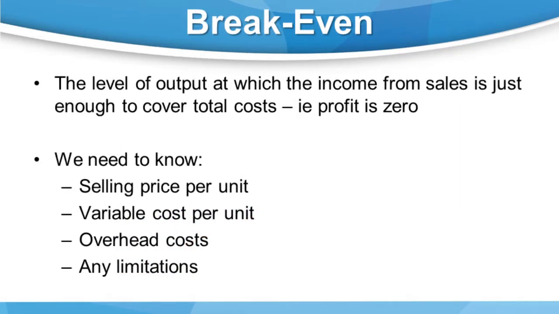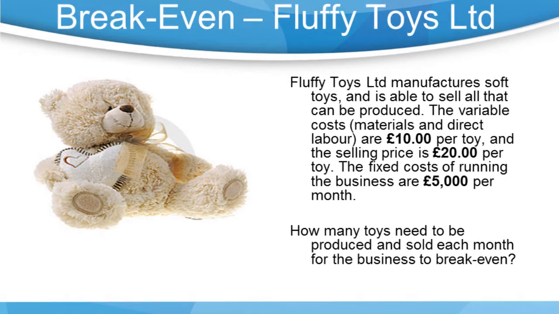We can use the contribution to help identify the break-even point. We need to know the selling price and the variable costs per unit, from which we can calculate the contribution per unit, and the fixed costs. In this example, we know the selling price of a toy is £20, whilst the variable costs are £10 per unit. We also know the fixed costs of the business are £5,000 per month.